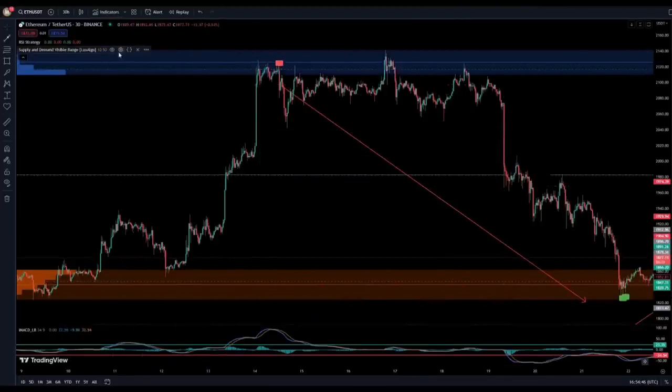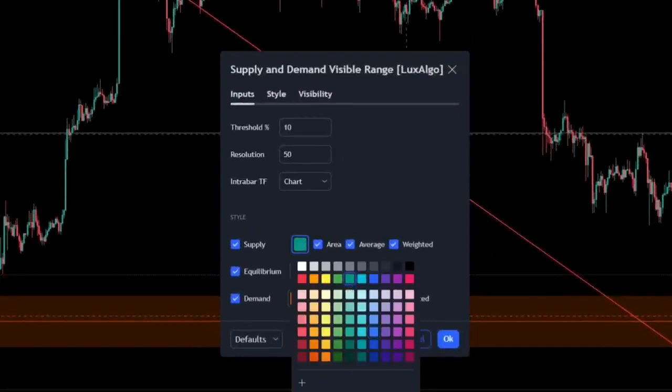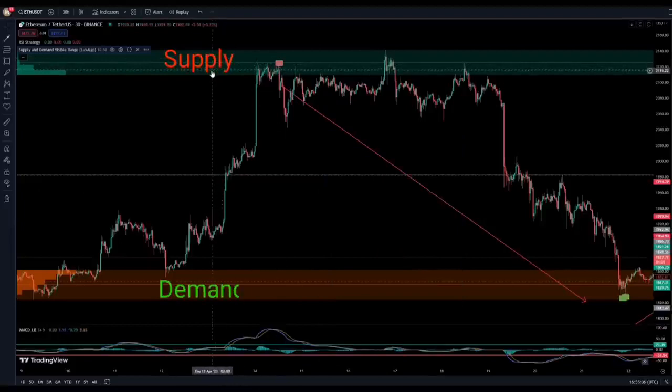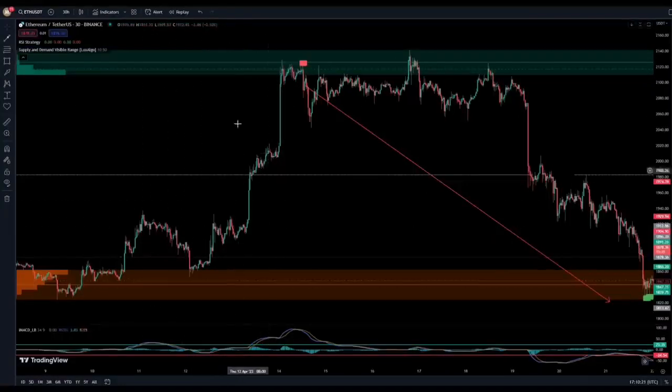Let's change up this indicator's settings. In the Inputs tab, we change the supply option color from blue to green. The green block is the supply zone and the red block is the demand zone. Up here, the sellers gain strength, and down here, buyers gain strength. This indicator is for our third confirmation.